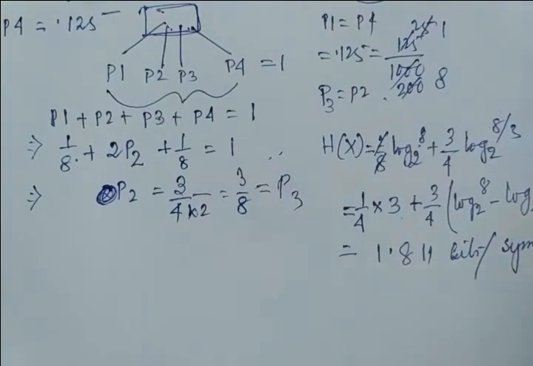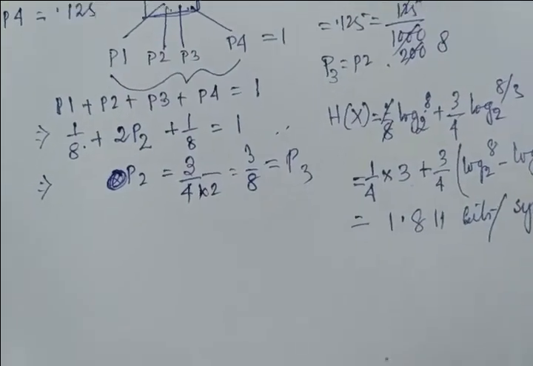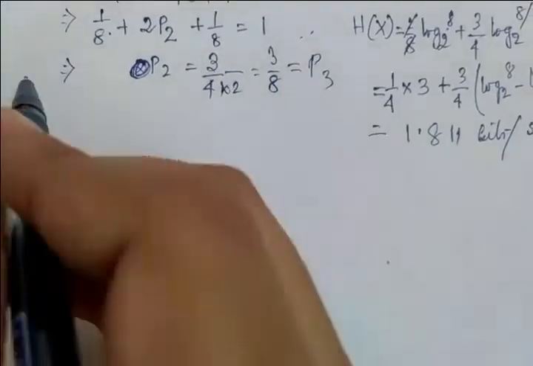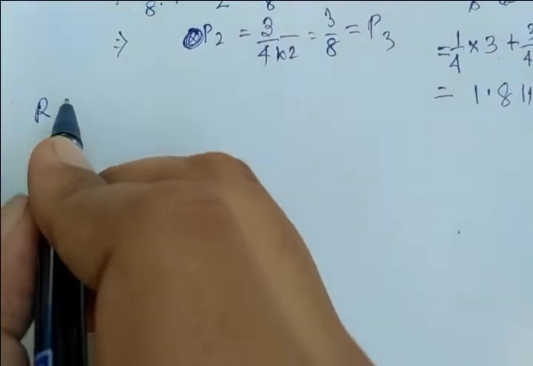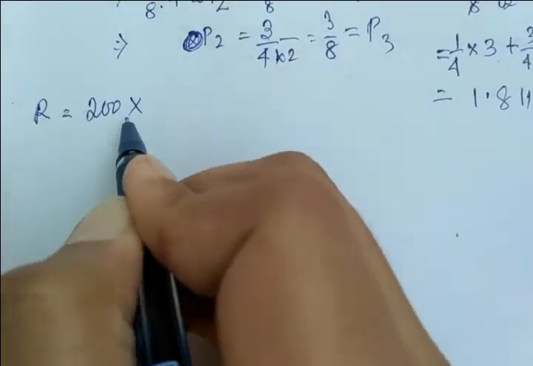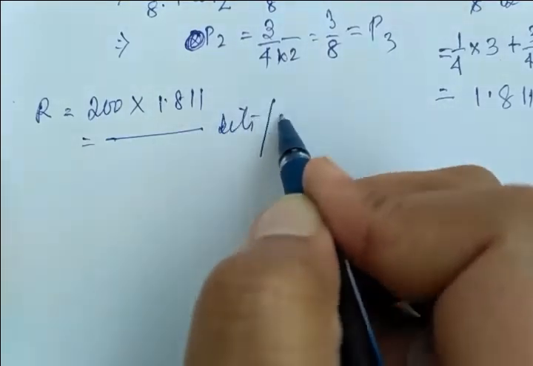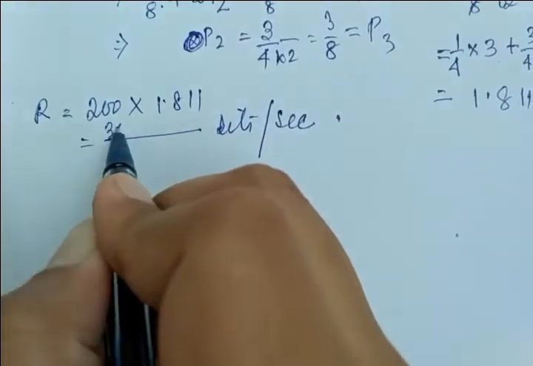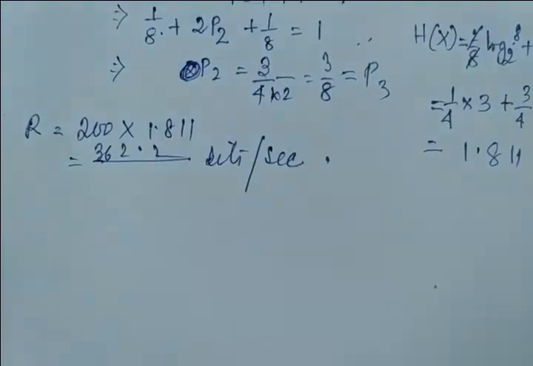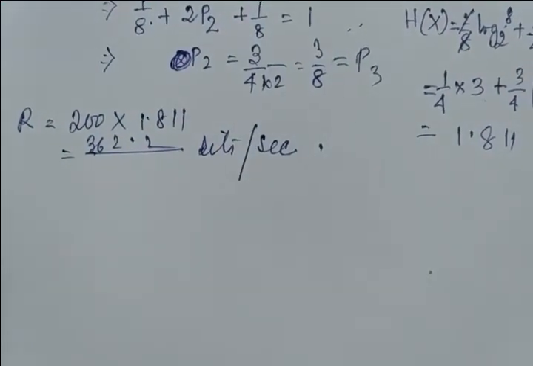Okay, so you have calculated the value of H, and what will be your information rate? The answer will be equal to 200 into 1.811, that is in bits per second. And what is the value? 362.2. Okay, so this is your required answer.